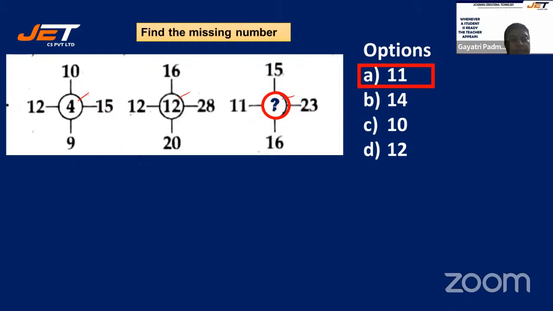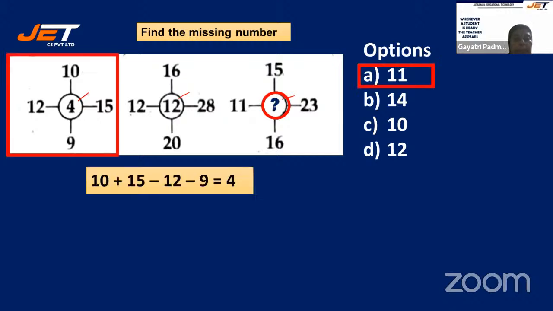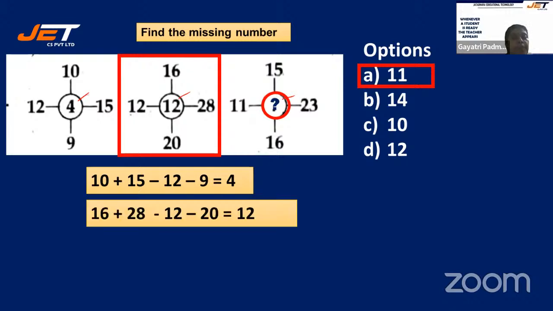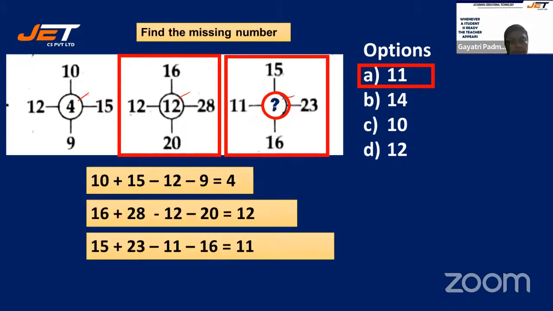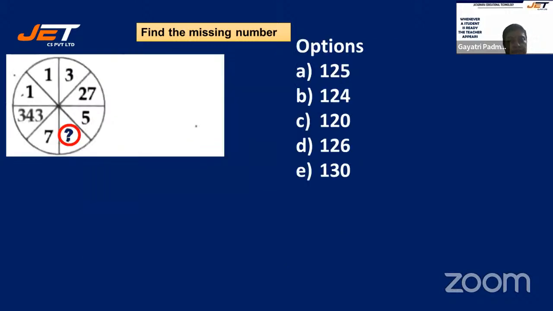So your 30 seconds are done. Let's see how your answer is 11. 10 plus 15 minus 12 minus 9 is going to give you 4. Likewise, see the second one. 16 plus 28 minus 12 minus 20 is going to give you 12. Similarly, see the third one. 15 plus 23 minus 11 minus 16 should give you 11. So your option A is the correct answer.